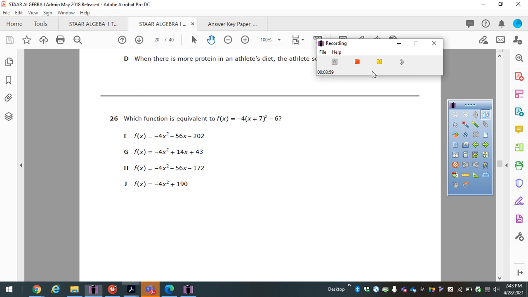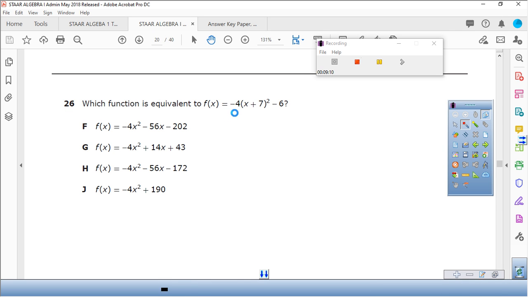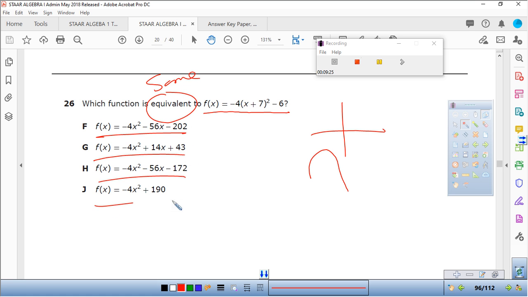Okay, let's try the next one real quick. Is anybody on 26 already? So when I see the word equivalent, I mean the same. It means the same. That's it. Now, when I see this setup right here, I have a graph. It goes 7 to the left, 6 down, and it goes like that. Equivalent things, which ones are the same? So these all have graphs also. We just want the graph to be exactly the same.